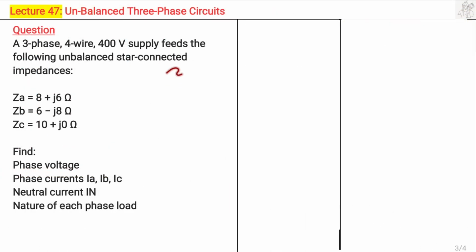So let's solve this question to further understand the concept. Here the three impedances of the load are given, but all three are different. So it is a star connected load, and the first impedance is 8 plus J6, the second one is 6 minus J8, and the third one is 10 plus J0.